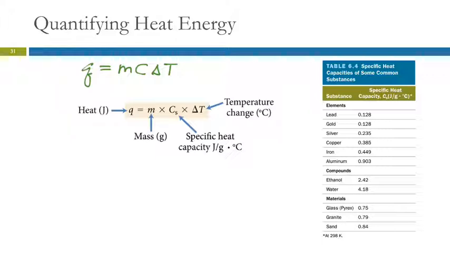And all of those units work out. So Q is in joules, mass is in grams, specific heat capacity is in joules per gram degrees Celsius, and the temperature is in degrees Celsius. And so the grams cancel out and the degrees Celsius cancel out, and joules equals joules. The reason specific heat capacity has these weird units is because then the units work out in the equation.